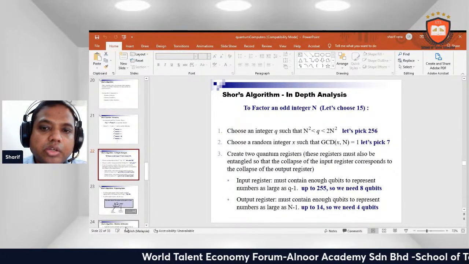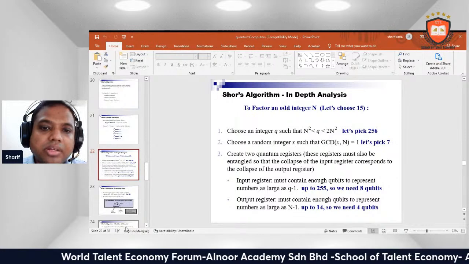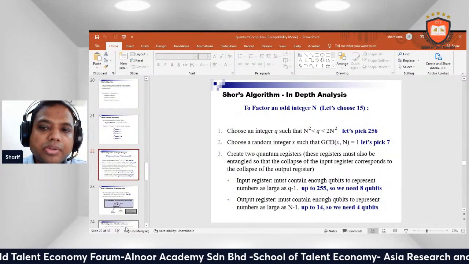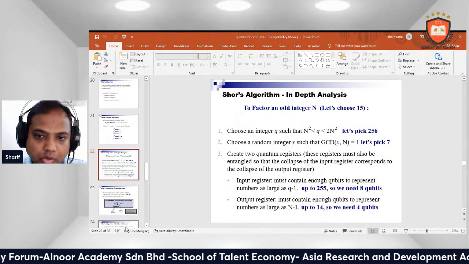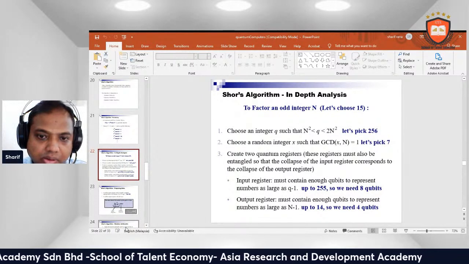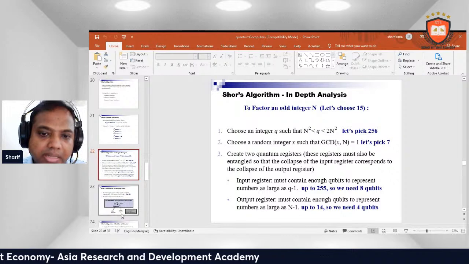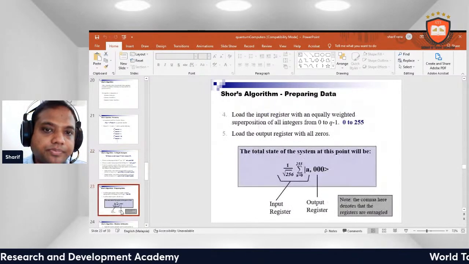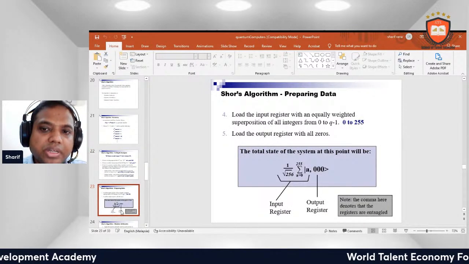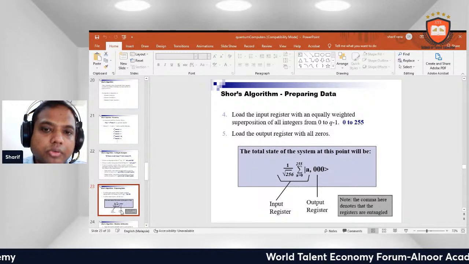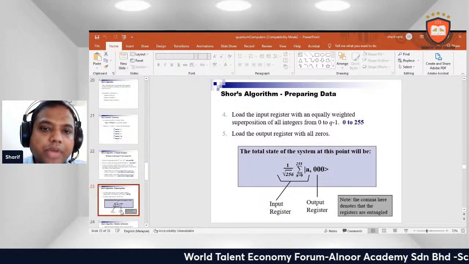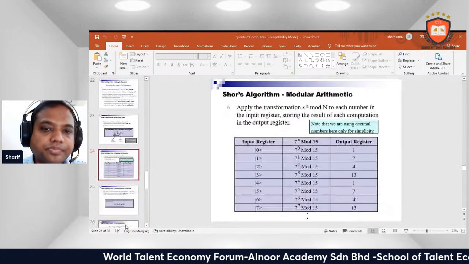Choose an integer q such that n squared is less than or equal to q, which is less than 2n squared, and choose a random integer x. Create two quantum registers. The input register must contain enough qubits to represent numbers as large as q minus 1. The output register must contain enough qubits to represent numbers as large as n. Load the input register with an equally weighted superposition of all integers from 0 to q minus 1. Load the output register with all 0s.